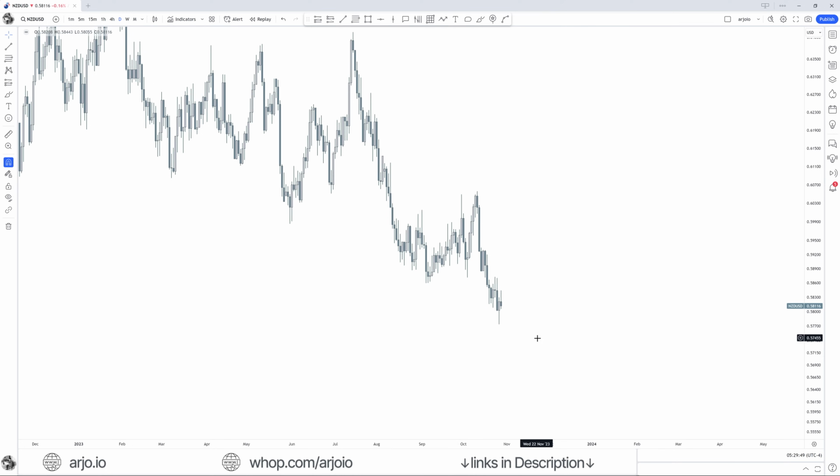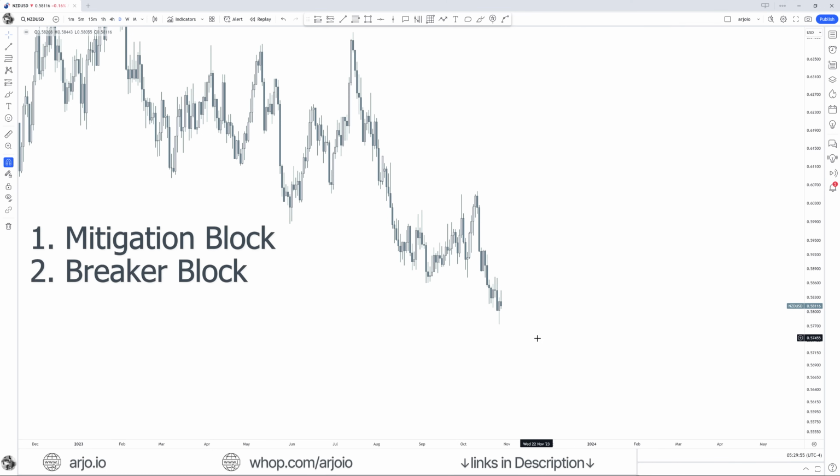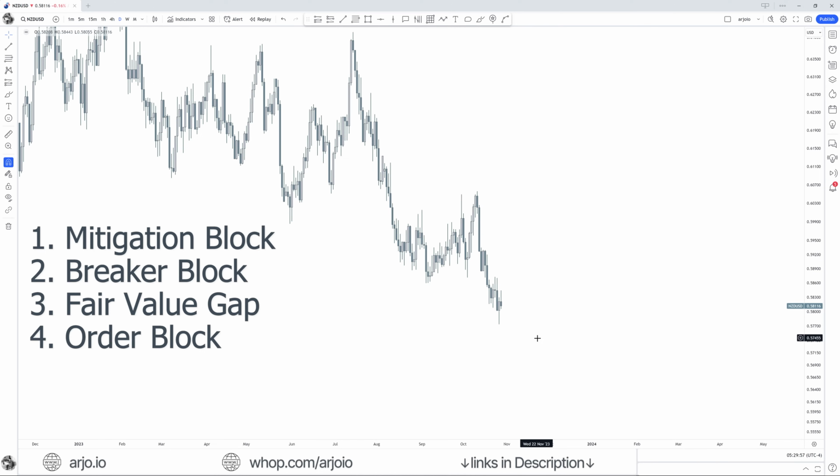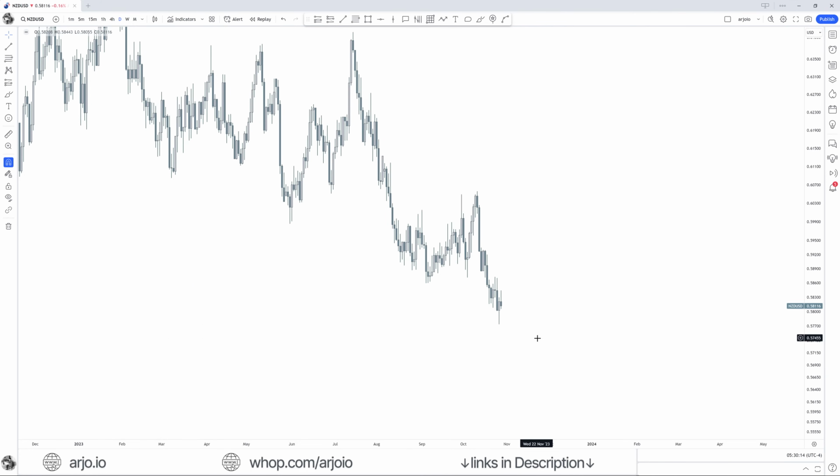And those PD arrays are, first off, we have a mitigation block. Then we have a breaker block. Then we have a fair value gap. Then we have an order block. And then we have a swing low. Or of course, if you want to inverse that list, then we have a swing high. Those are the 5 PD arrays that we are focused on.